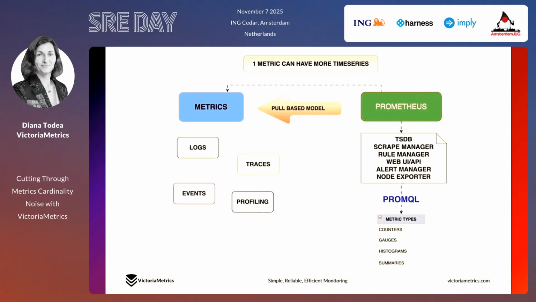Obviously, in the whole realm of observability, we have logs, traces, profiling, and also events. But Prometheus focuses on metrics, right? It uses a pull-based model. It takes the data and stores it in its own time series database. It's using the scrape manager, the rule manager. It has the web UI, obviously, API, alert manager, and a node exporter.